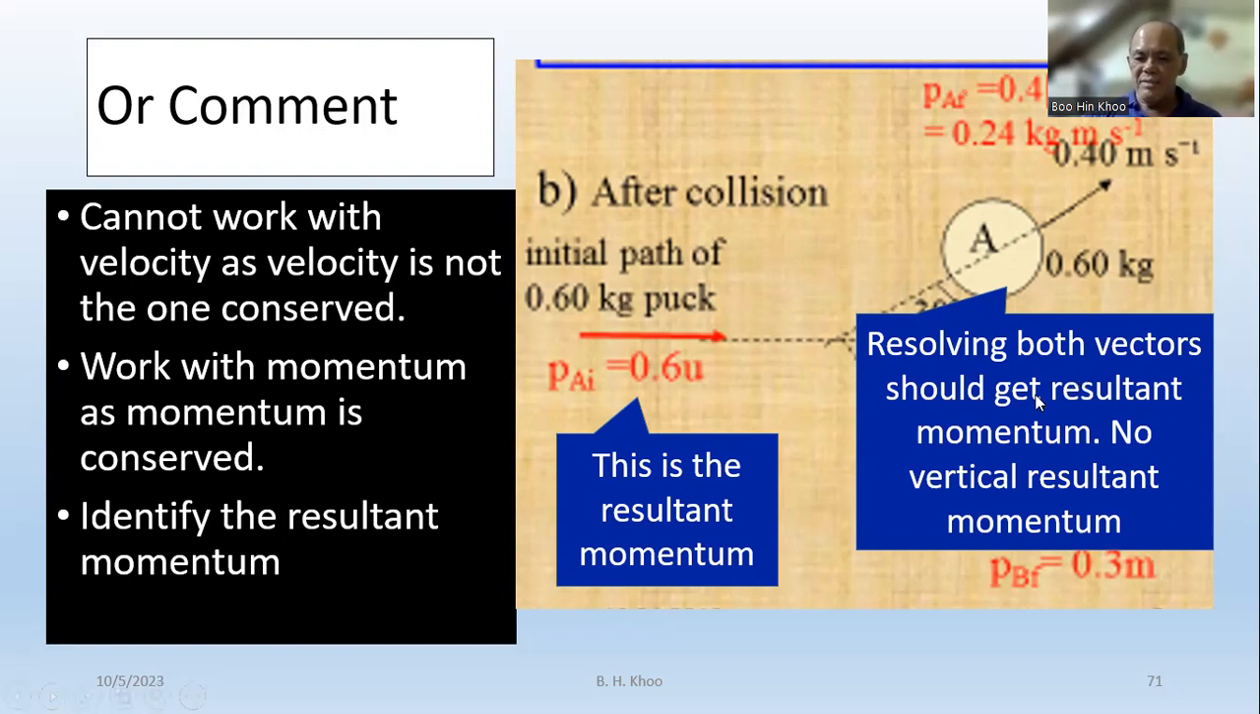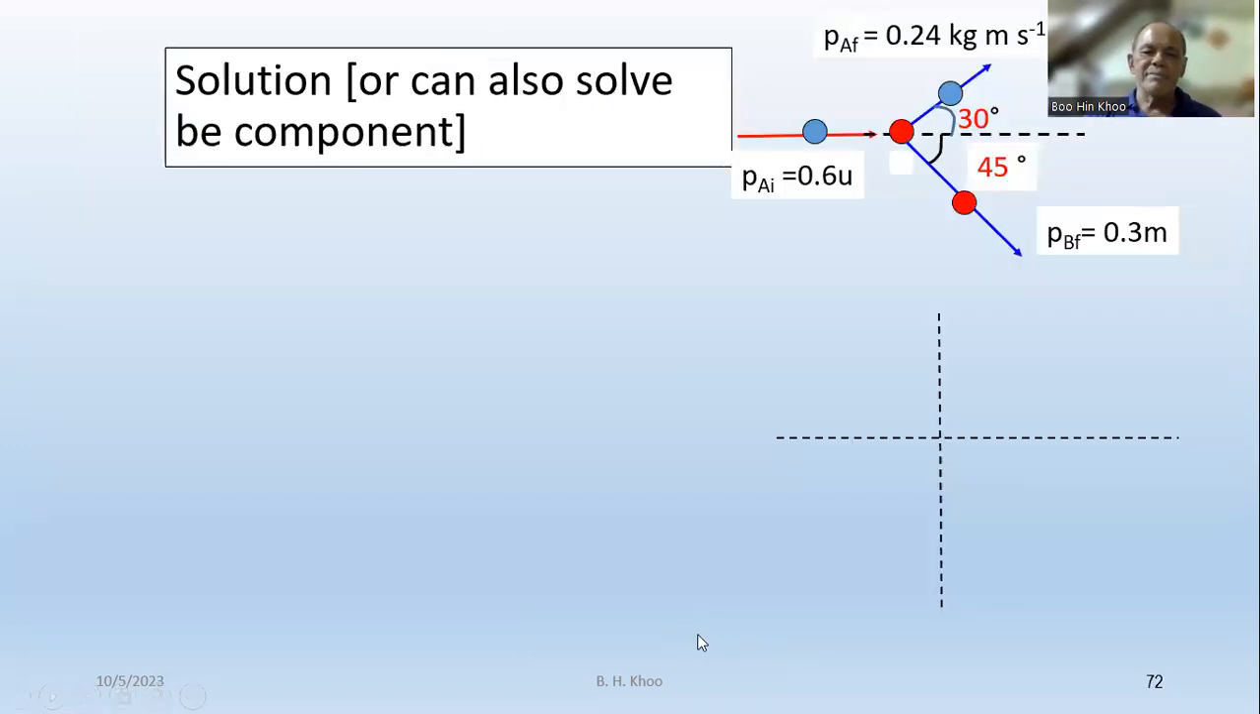We can resolve the vectors. Resolving both vectors should give the resultant momentum. For non-vertical resultant momentum, we can use the component method. This one doesn't have a vertical component. That one has a vertical component and a horizontal component. Same with this one. Let's try that. Okay, that's the vector. Just draw the vector, good enough.